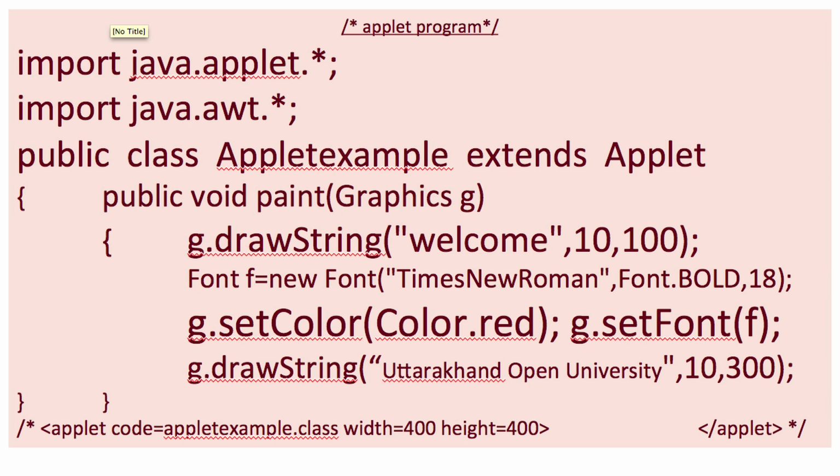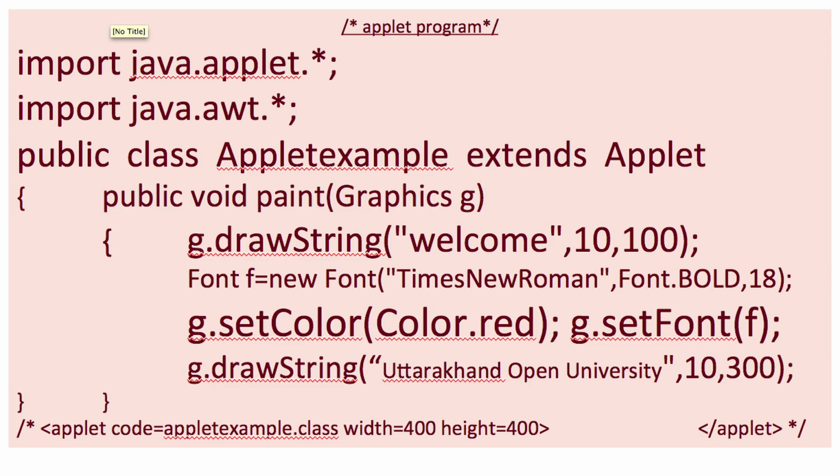So, first of all it will display the welcome string. Then you can see the second line of the code inside paint, that is Font f equals new Font. Suppose we have to configure the font as Times New Roman, Font.BOLD and 18. These are the three arguments: first is the name of the font, then Font.BOLD, and the size of the font, 18. In this way we have configured the font, and its object is f. Now, we will use it in a later statement.